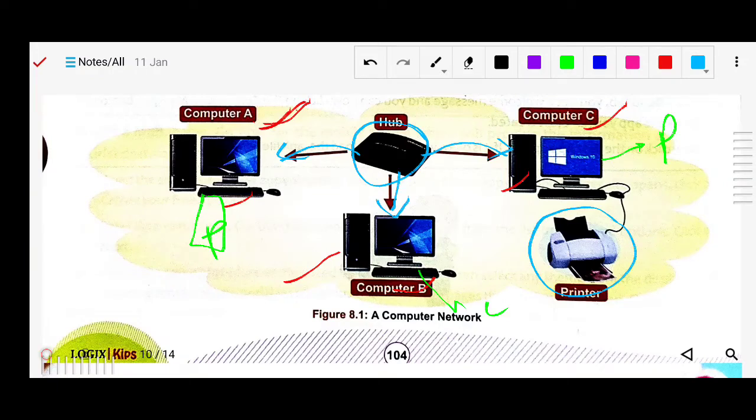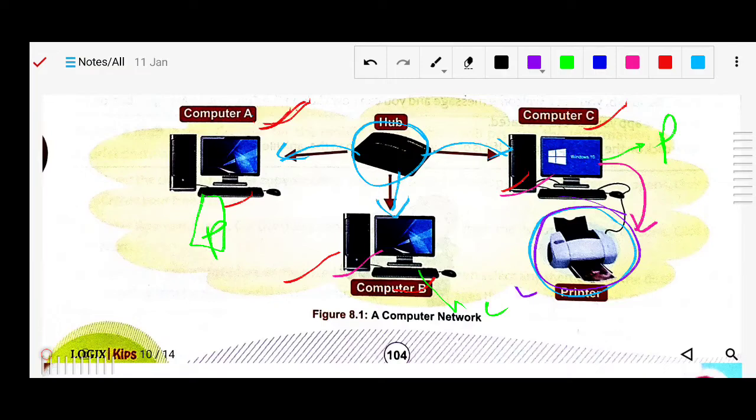Now you can see these three computers A, B and C are all connected, and one printer is connected with C. So this is actually a network, as I told you, when more than two computers are connected, they are in a network. All these three computers are in this network. The main motive of making a network is to share resources, and the printer is one of the resources.